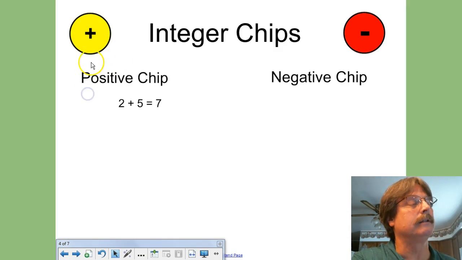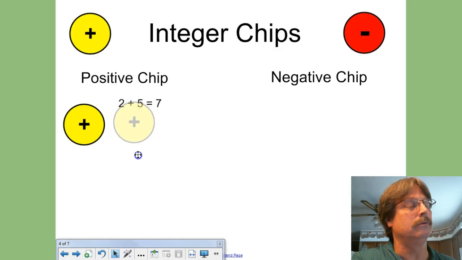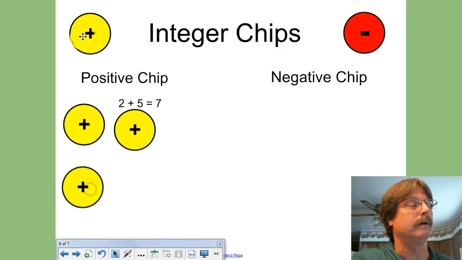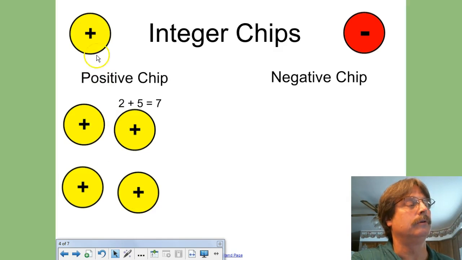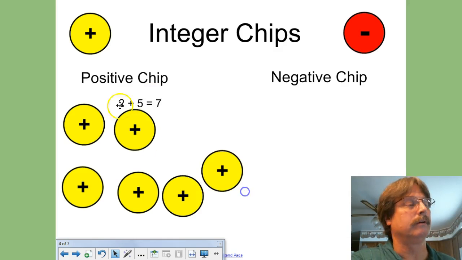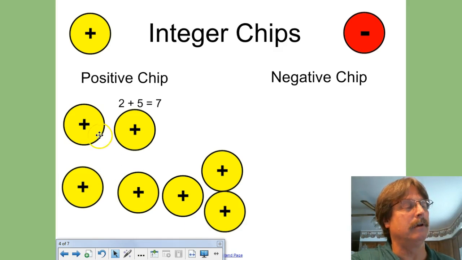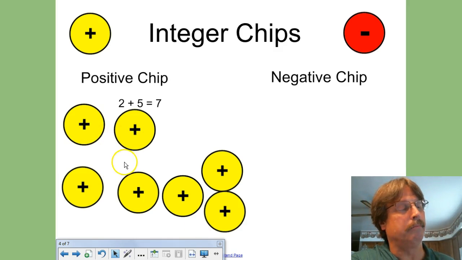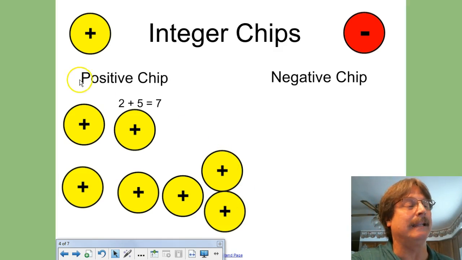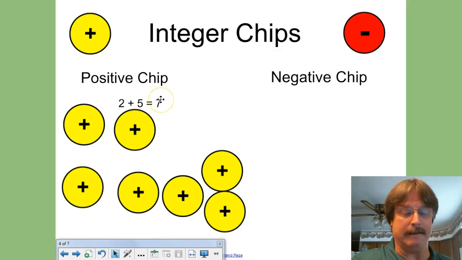So I take 2 chips, 1 and 2. Then I add 5 chips: 1, 2, 3, 4, and 5. Now I have my 2 here, plus the 5 I brought here, which gives me my 7. So that's adding integer chips of the same sign.